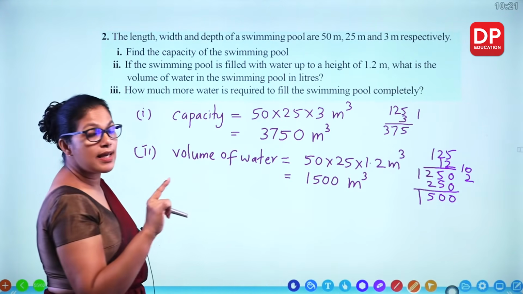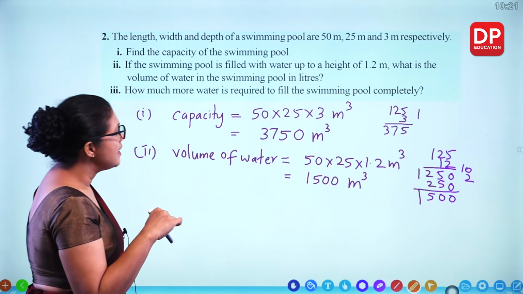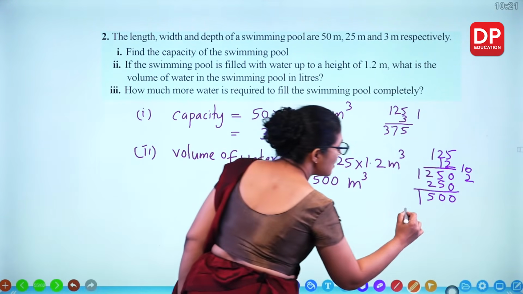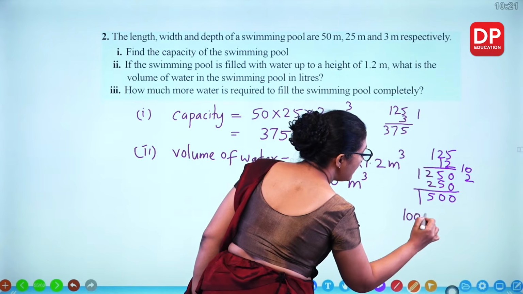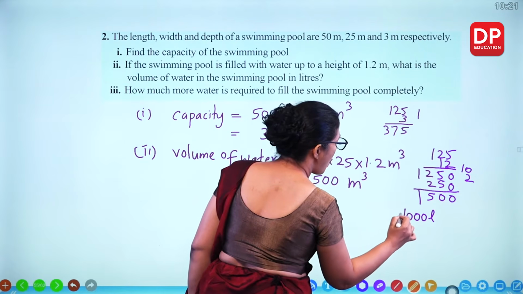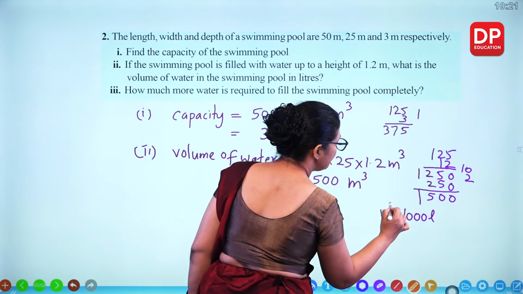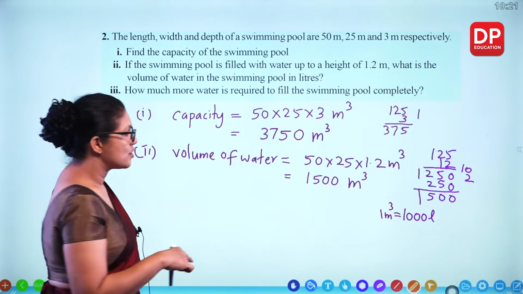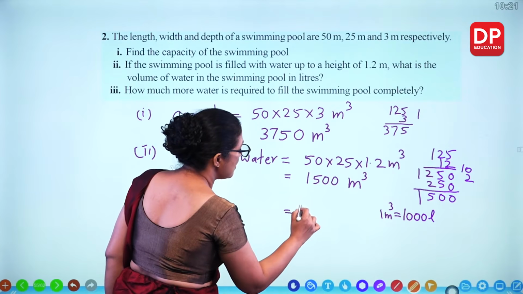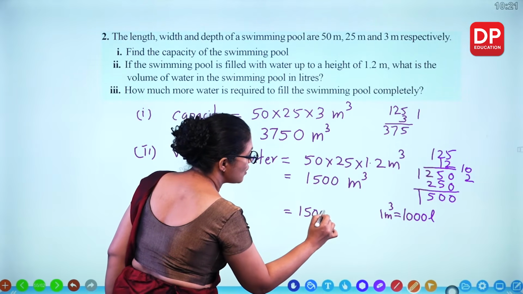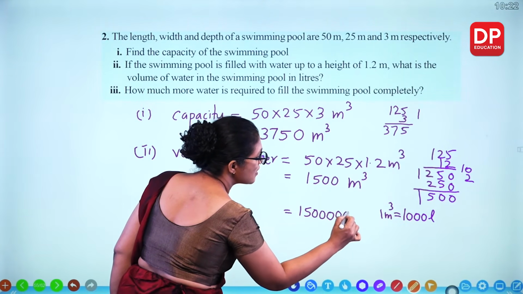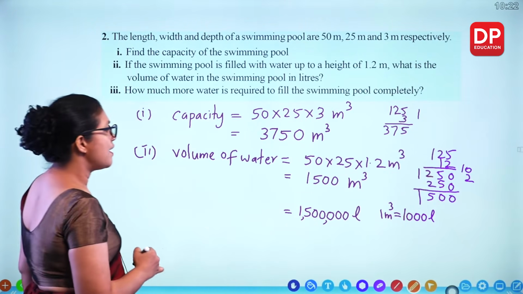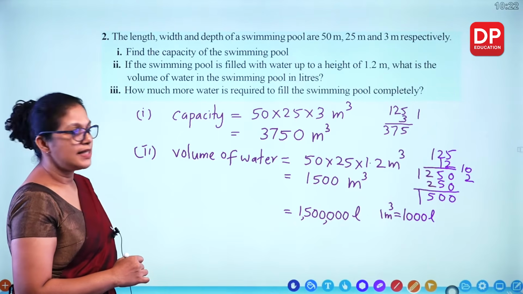But they are asking the answer in liters. What's the relationship? 1000 liters is 1 cubic meter. So multiply by 1000 to get liters. 1500, another 3 zeros. So 1,500,000 liters.